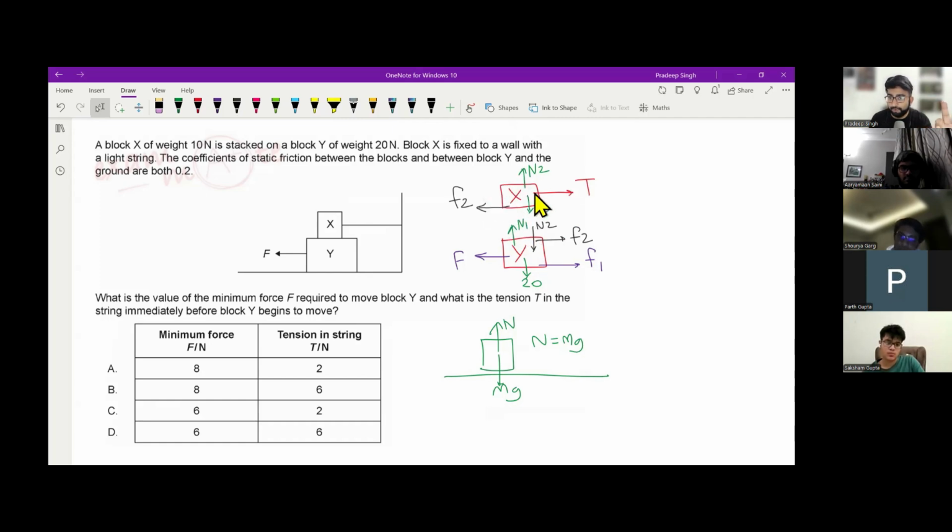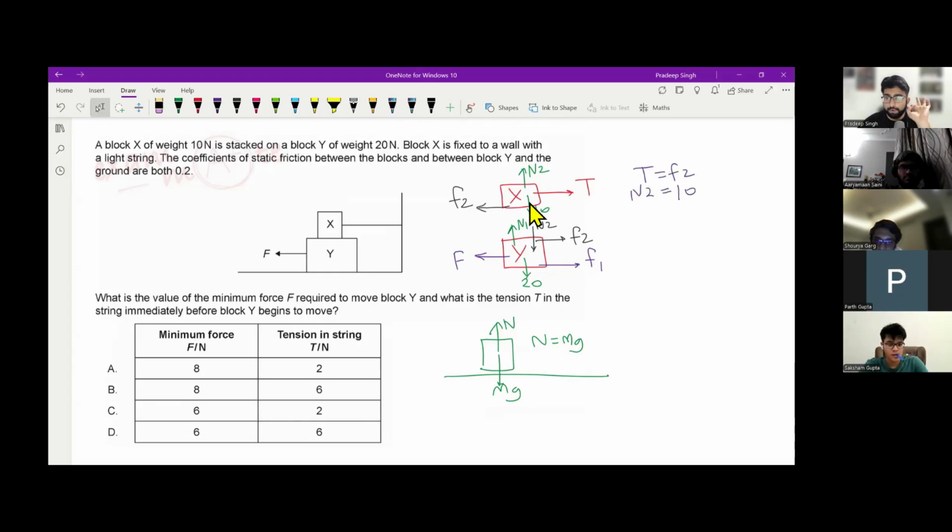Now for the top blocks, you don't really need normal reaction, right? Wait, let me solve this and check later. So Shaurya, for the block X, balance the forces. What will you get? If you balance the forces, T is equal to F2 and N2 is equal to 10.